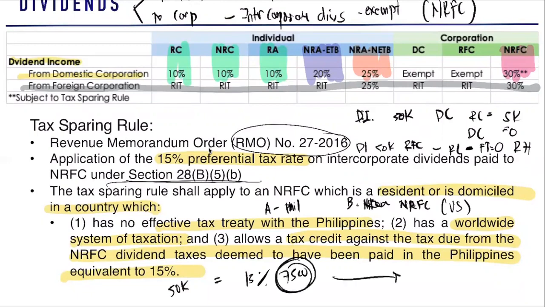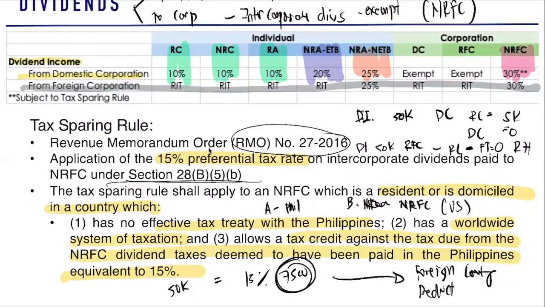Dapat 'tong 7.5 na 'to, doon sa foreign country, kukunin niya 'to as additional deduction. So, pwedeng i-claim ni NRFC na deduction yun kay foreign country. Yun yung pangatlo. So, dapat yung tatlo check. Kung X lahat yung tatlo, hindi pwede. Clear? So, ang hirap talagang i-apply nitong NRFC as to your tax sparing rule.